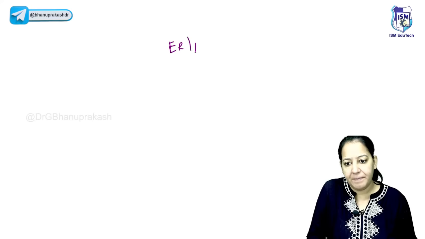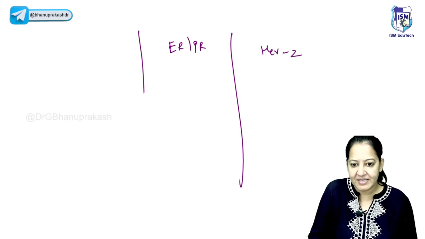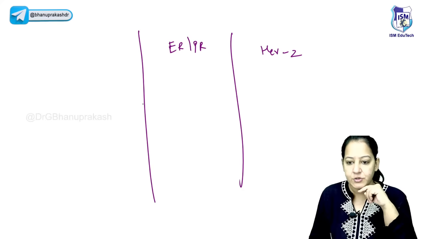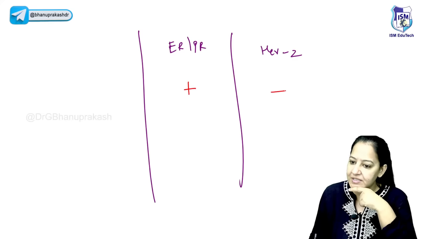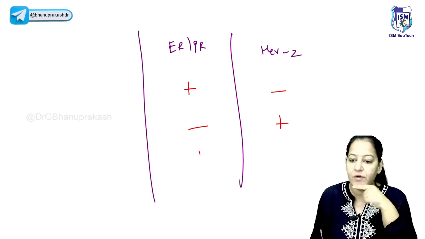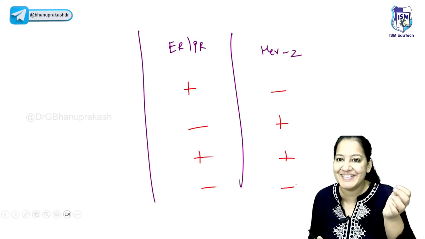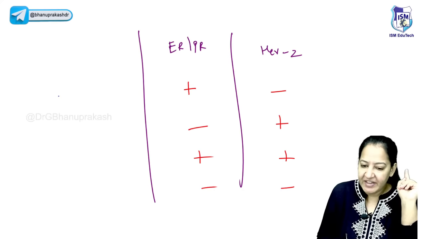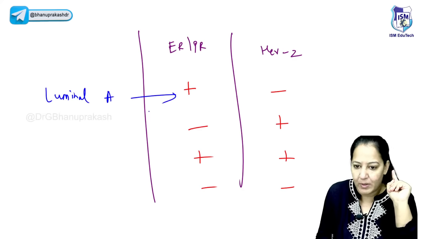Depending on whether it is ERPR positive or HER2 positive, we divide the breast cancer into four categories. So what are the possibilities? First, say the possibility: either this positive and this negative, or this positive and this negative, or both positive, or both negative. There are only four possibilities. Name them. If ERPR positive but HER2 negative, it is known as luminal type A, the best one.